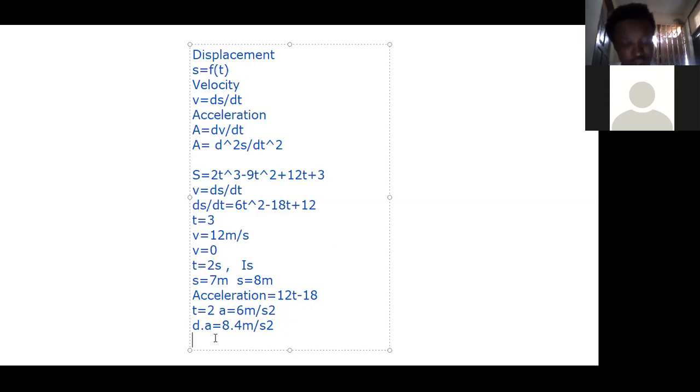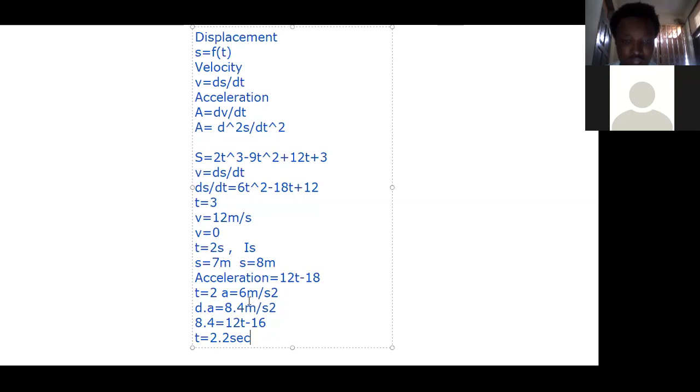Yes, sir. So that would be 8.4 is equal to 12t minus 18. What is t, please? T will be equal to, is it 2.2? 2.2 seconds. Then the question is you should find the velocity. You already have the equation of the velocity. So when t is equal to 2.2, we just substitute into this and get the velocity. Then we are done with the question.